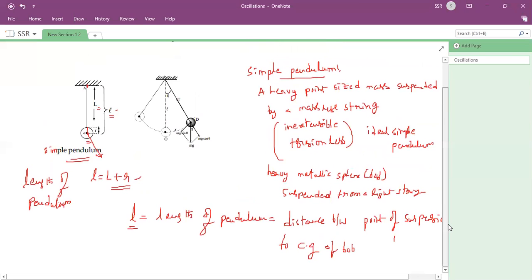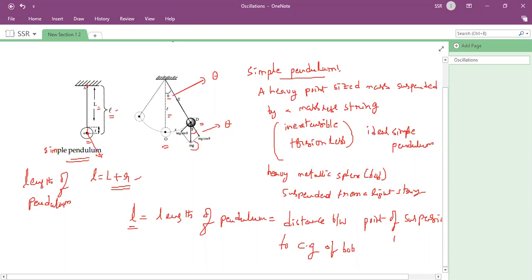Now we need to prove that for small oscillations, the simple pendulum also executes SHM. For that, you can see this diagram. It is oscillating from the mean position O to the extreme position D. Are you able to see the diagram? This makes an angle theta, the angular displacement from the mean position to the extreme position. Then you can see this angle is also theta.